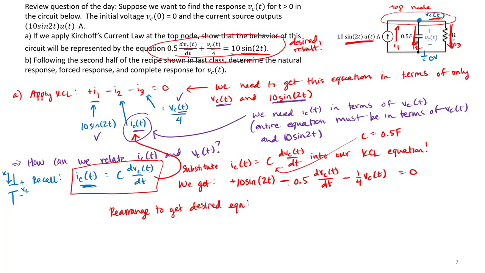So if we rearrange, notice I can move the negative terms to the opposite side, and I will end up with the desired result. I will have plus 0.5 dVc of t dt plus Vc of t divided by 4 equals 10 sine 2t.